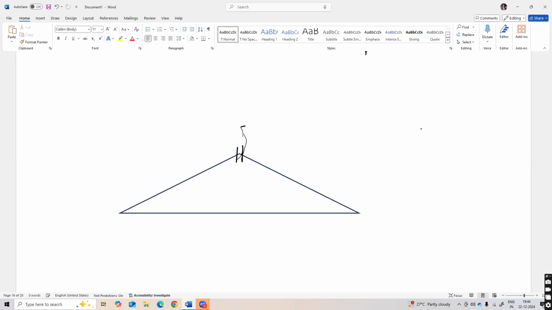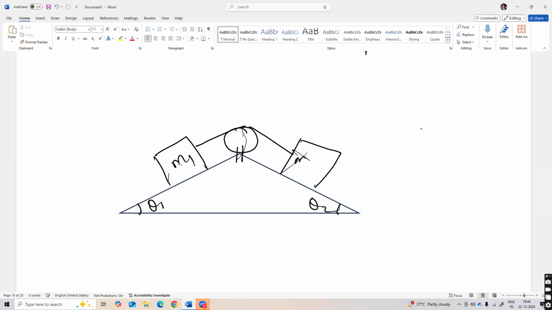Now here we have a pulley, then there is a mass m1. This angle is theta 1, this angle is theta 2, and there is mass m2. Since it is a single string, the tension will be the same. In this case, find out the tension.